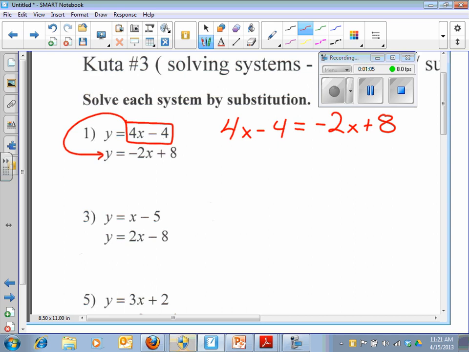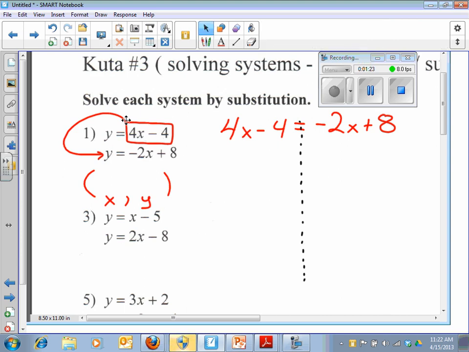And if I just solve this for x, I can find my x-coordinate of the point of intersection. And remember, we need an x-coordinate and a y-coordinate to find that point of intersection. So I'm going to go ahead and solve this for x. I'm going to draw a dotted line down here to separate the two sides, and I'm trying to get all the x's on one side, so I'm going to add a positive 2x to this side.